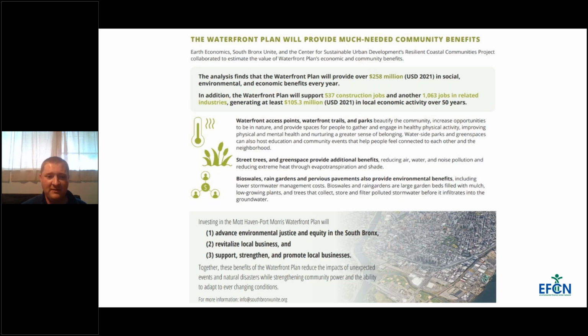The project would construct 17.6 new acres of park, a little over 7.5 acres of green stormwater infrastructure, 6 miles of trails and recreational opportunities, and also provide access to their previously inaccessible waterfront, which is also a key cultural resource for these communities. In total, we estimated that the project will provide over $250 million in social, environmental, and economic benefits each year. The project is also estimated to provide 540 direct construction jobs and 1,000 indirect jobs within related industries. Overall, this project will reduce the impacts of unexpected events and natural disasters while strengthening the community and increasing their ability to adapt to ever-changing conditions such as those projected by climate change. Our work has helped report on these impacts of their investments, and through that, we hope that it will help support the case for similar projects in the future.